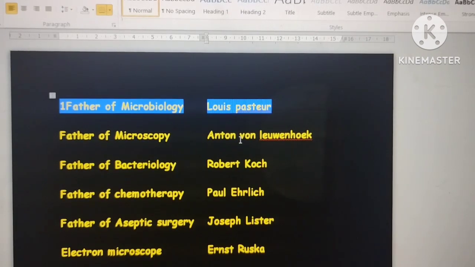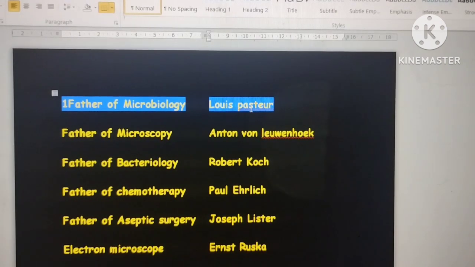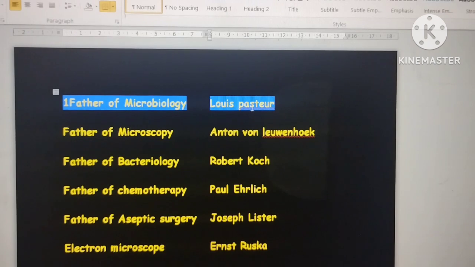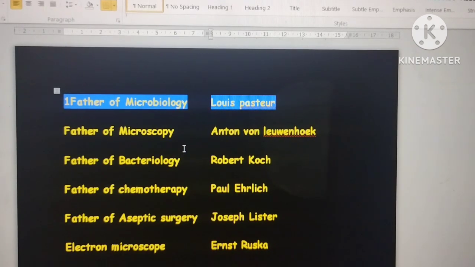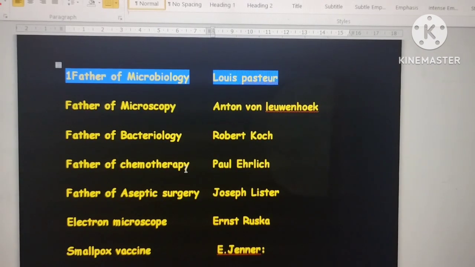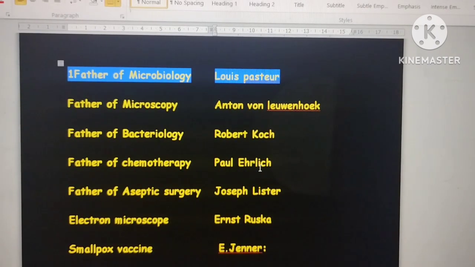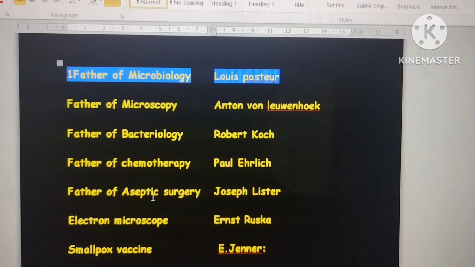The father of microscopy is Anton van Leeuwenhoek, and for Louis Pasteur there is another point: he proposed the method of sterilization and fermentation. The father of bacteriology is Robert Koch, and the father of chemotherapy is Ehrlich. He also discovered a bacteria called Ehrlichia, so he is called the father of chemotherapy. The father of aseptic surgery is Joseph Lister. You can remember it like this: see, here SC, here also SC.